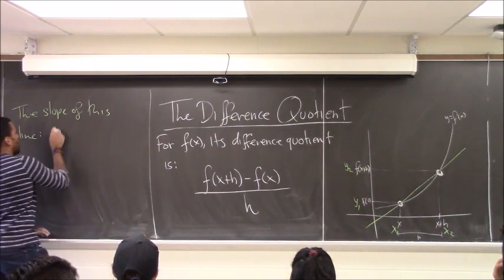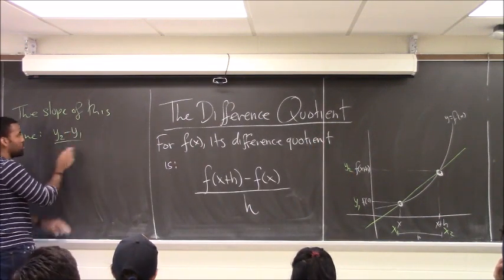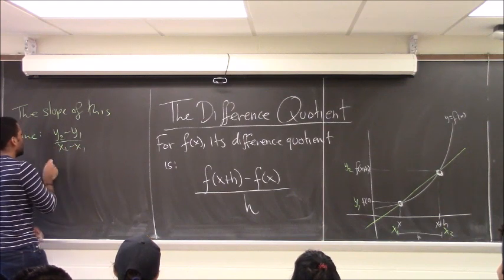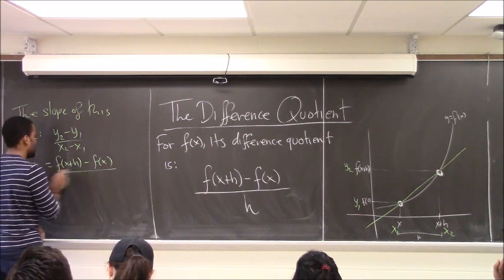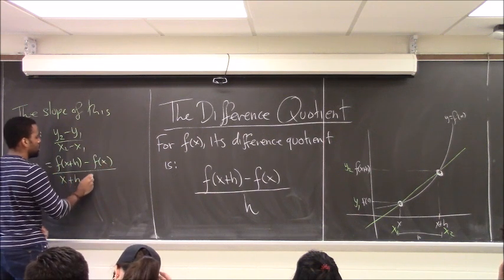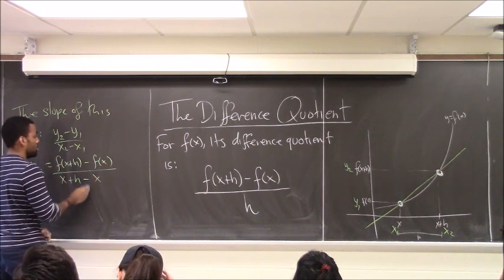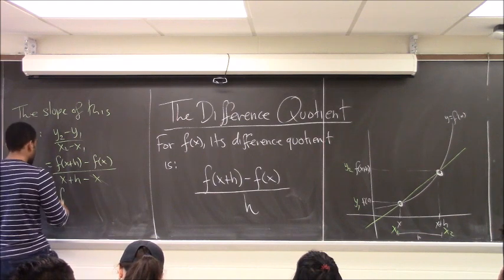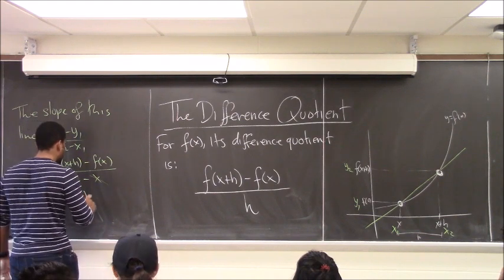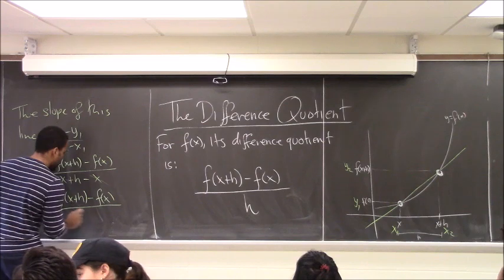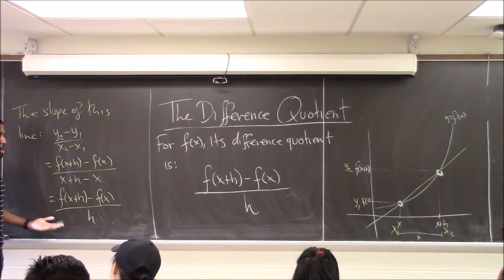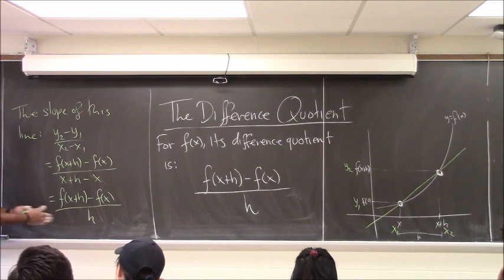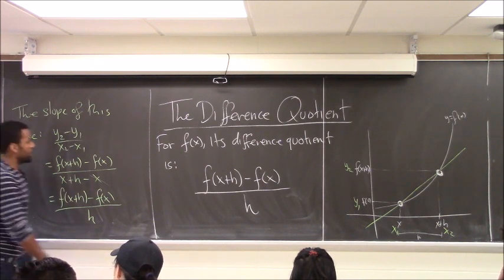That's going to be y2 minus y1, you have to know that formula, over x2 minus x1. That's going to be f of x plus h minus f of x over x plus h minus x. The x's of course cancel, and you end up with this formula here, f of x plus h minus f of x all over h. So this description, the difference quotient, is really just a way to talk about the slope of some function between two points, x and x plus h.